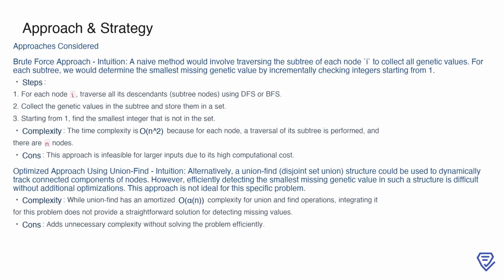Another approach we explored is using a union-find data structure to track connected components dynamically. Union-find is generally efficient for union and find operations, with an amortized complexity of O(alpha n). However, the challenge lies in efficiently detecting the smallest missing genetic value, which union-find does not handle naturally. This adds unnecessary complexity without directly addressing the problem, making it less suitable for this case.